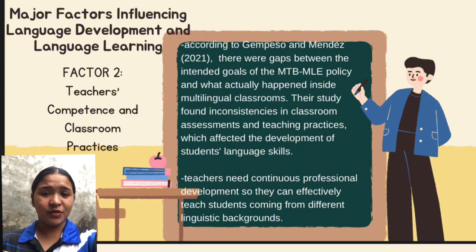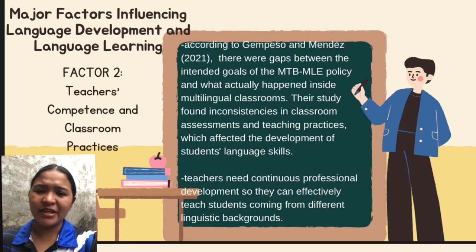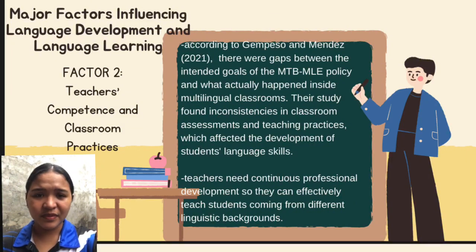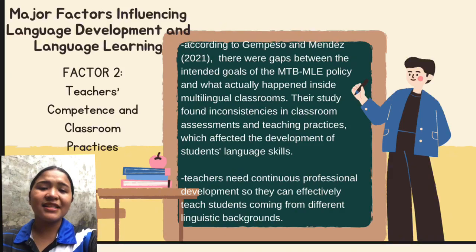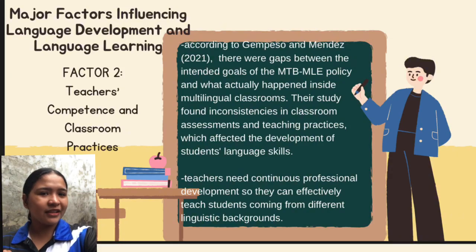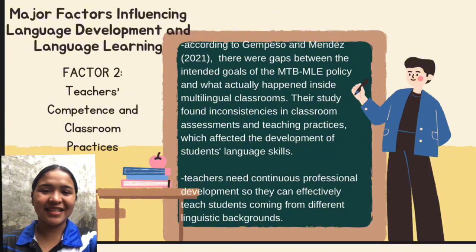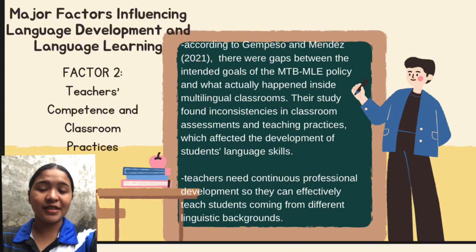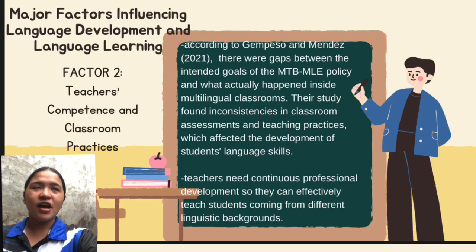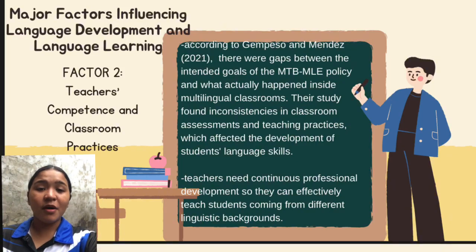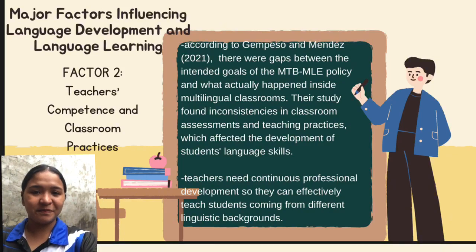According to Gempesu and Mendez in 2021, there were gaps between the intended goals of the MTB-MLE policy and what actually happened inside multilingual classrooms. Their study found inconsistencies in classroom assessments and teaching practices, which affected the development of students' language skills. However, the teachers' use of translation and code switching among different languages helps comprehension and participation.